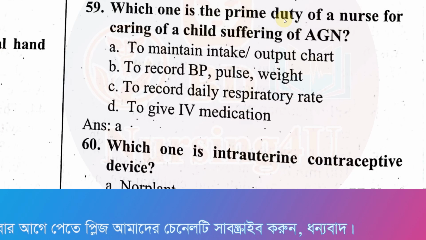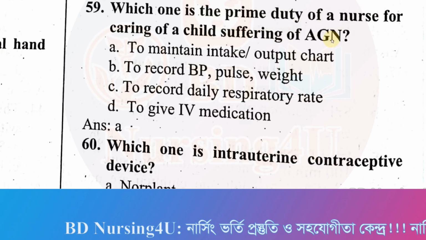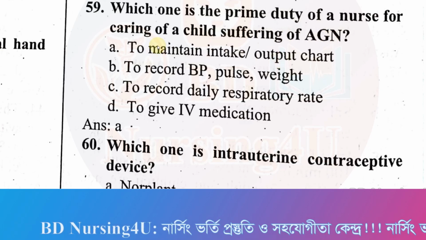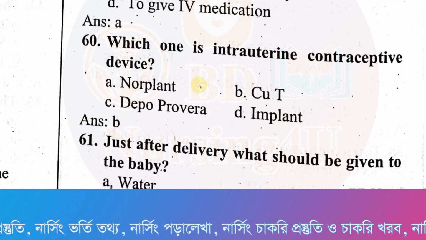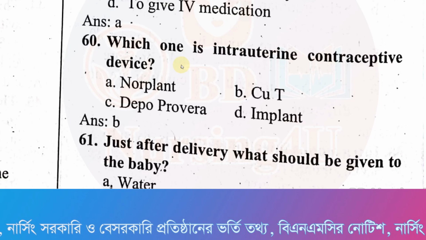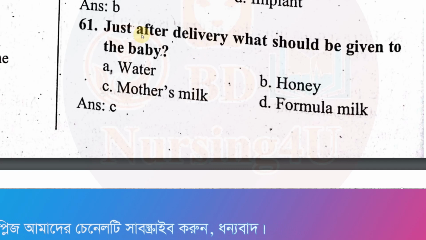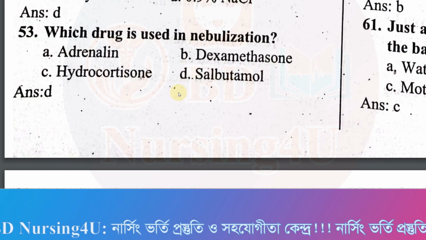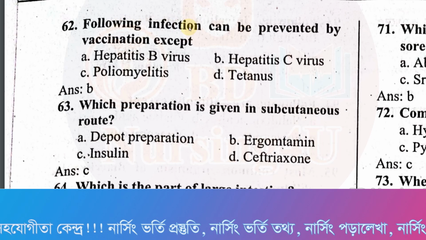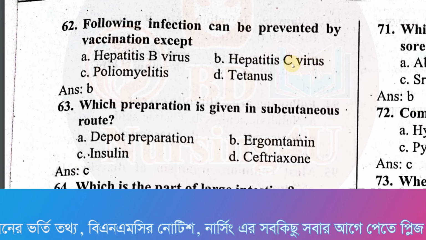Which one is the prime duty of a nurse for caring of a child suffering of AGN? To maintain intake-output chart. Which one is intrauterine contraceptive device? CUT. Just after delivery, what should be given to the baby? Mother's milk. Following infection can be prevented by vaccination except hepatitis C virus.